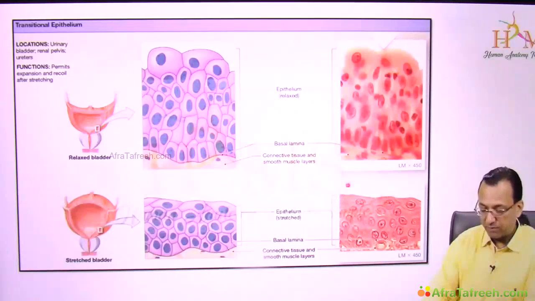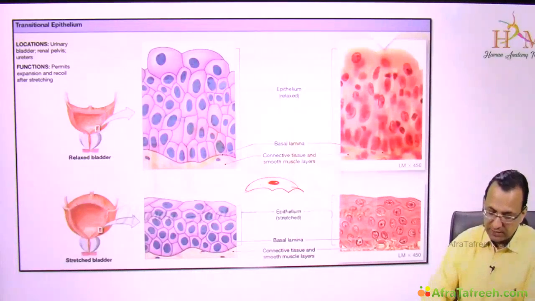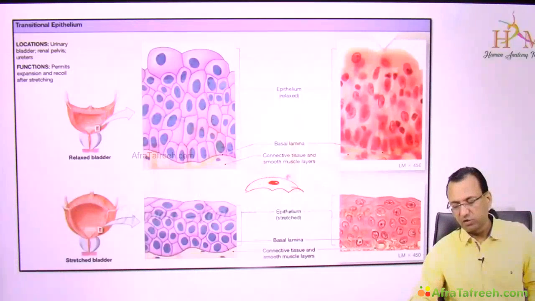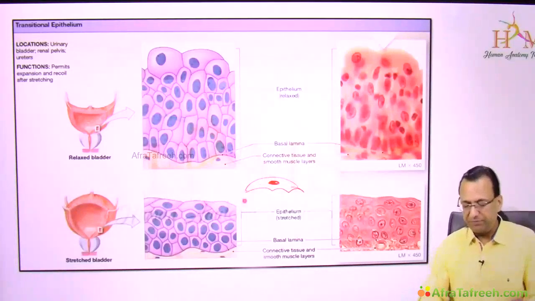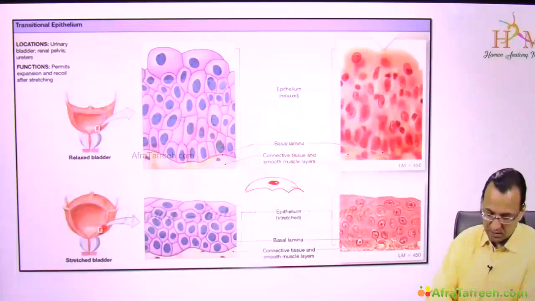They have a shape of umbrella. Like the shape of umbrella, they are appearing. So, you mean to say these cells towards the lumen are umbrella shaped cells? Yeah, very large cells towards the lumen and umbrella shape. If you are storing the urine, then the epithelium will be stretched.